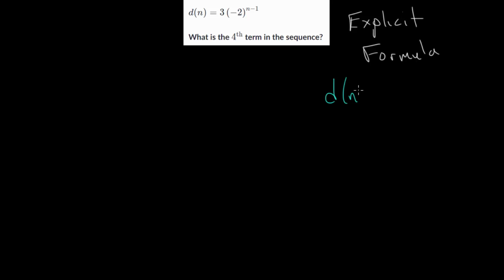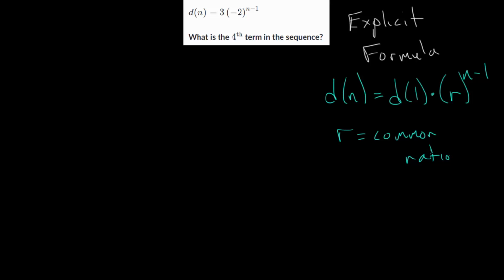So if we have d of n, it's always equal to the first term multiplied by the common ratio raised to the n minus 1 power. Where again, r here, this is just our common ratio. So we could take our specific example and compare it to the formula.